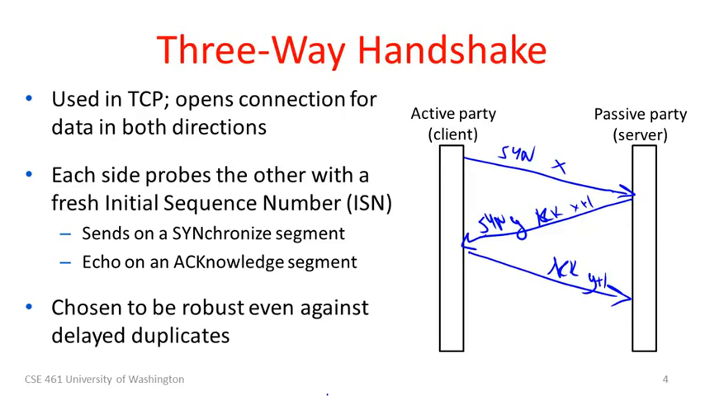Then both sides will have received the answers to their probe, so they'll both be happy that the connection's open. We'll go into this in a little more detail and look at the properties of this scheme. But I'll tell you now that it was chosen to involve these 3 packets rather than a simpler 2-packet exchange, to be highly robust against various error cases, even against packets which have been delayed and duplicated in the network.